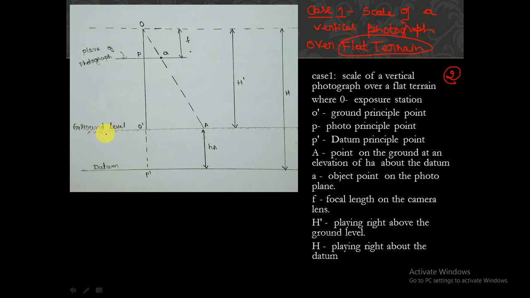Now let us say, this is the ground level. What you can see here, this is the ground level, this is the point where the photograph is taken, and this is the plane of photograph. What is meant by plane of photograph? The image which is formed on this plane is called the plane of photograph. Suppose you are taking a photo, the image that you are going to see is going to form on your camera's objective lens, right? So that is what this is.